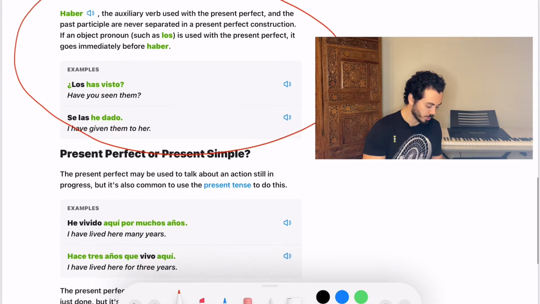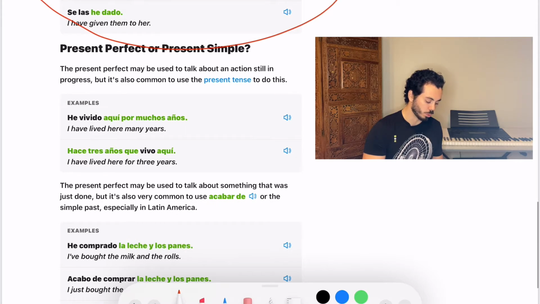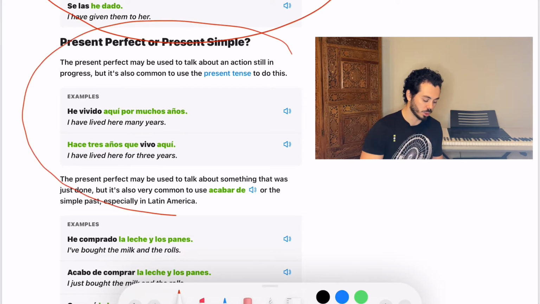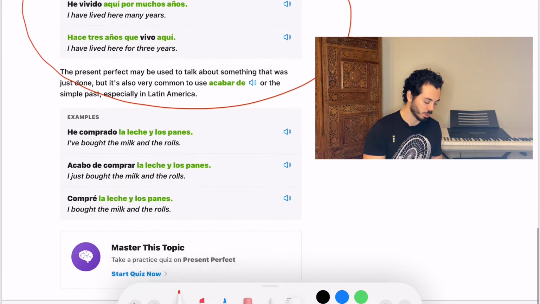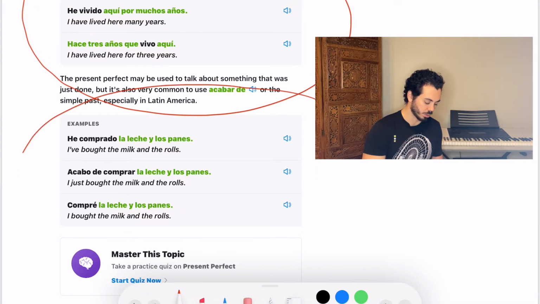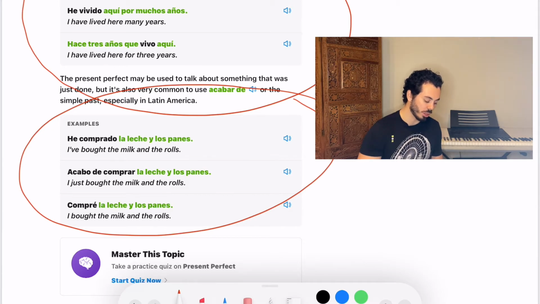Lo has visto. He vivido aquí por muchos años. It kind of helps you distinguish between the present perfect and present simple with a couple of other examples, such as he comprado la leche y los panes. I have just bought them. Acabo de comprar la leche y los panes. Acabo is a good way of actually circumventing using the present perfect, because acabo de comprar is I just did it. So I don't have to tell you with the verb conjugation.